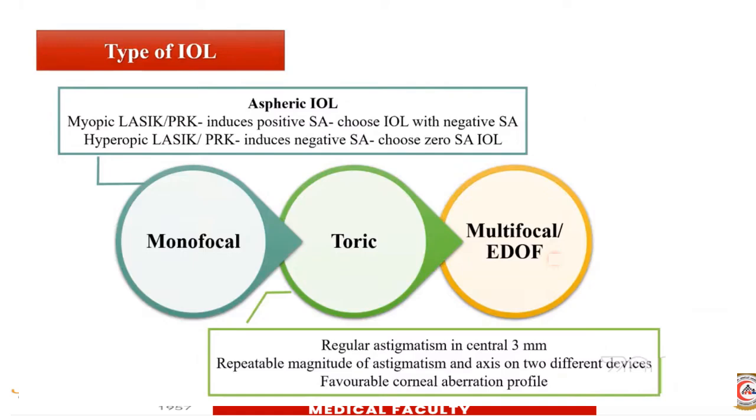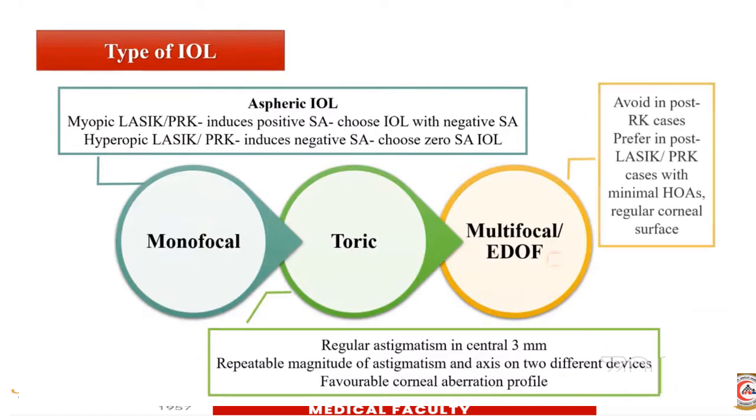When we say regular, it could be an orthogonal or oblique astigmatism, but it should be regular within the central zone of 3 millimeter. And we should confirm this by more than one machine. At that time, toric implantation is possible, provided there are no significant high order aberrations in the patient, because if there are significant high order aberrations, better not to go for toric lenses.